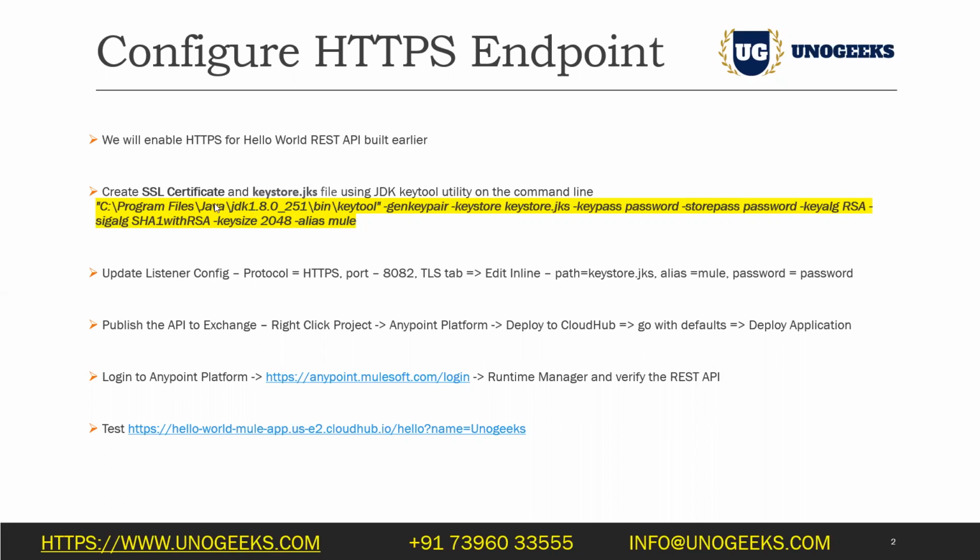I can do it by running this command, which is highlighted in yellow. If you look at this command, we're trying to generate a keystore named keystore.jks, and we are using the password as password. Might sound silly, but I just want to keep it simple. I'm using the algorithm RSA and a key size of 2048, which is I believe the most complex one available. And I'm creating it with an alias name of Mule. If I execute this command from the command prompt, it creates a keystore, and I will use that later on in the listener configuration of the Mule flow.